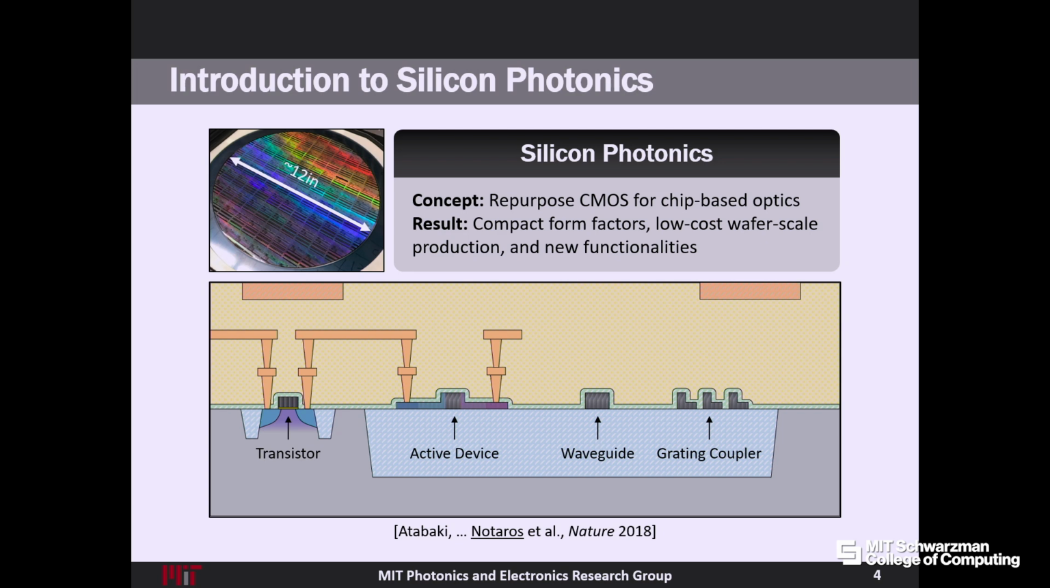And then finally, by integrating these optical devices onto chips, we can enable new functionality that was never before possible with bulk optics or fiber optics. And you'll see why this is so important when we start interfacing with these different types of qubits.